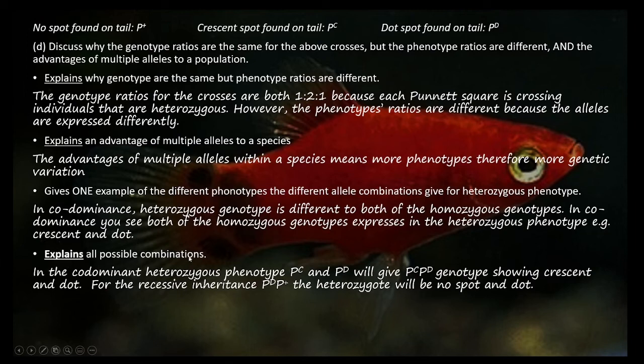Okay, and then explain all the possible. So then you also talked about when we had the dot and the recessive. Because that is recessive inheritance or complete dominance, the heterozygote will be no spot and dot. Okay then, so that was 3 opportunities there. Well, 4 opportunities for merit. Easy peasy.